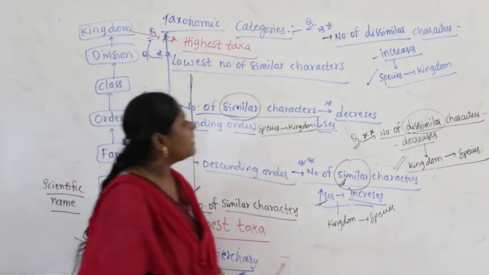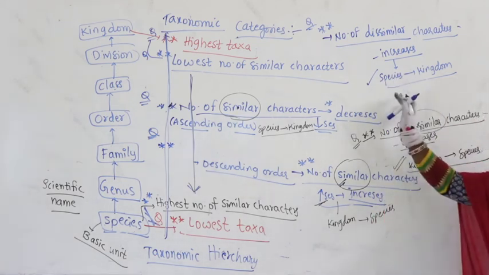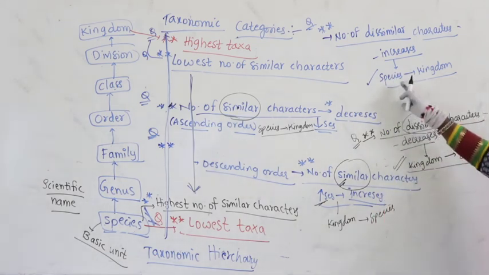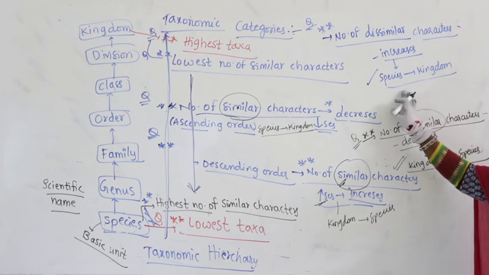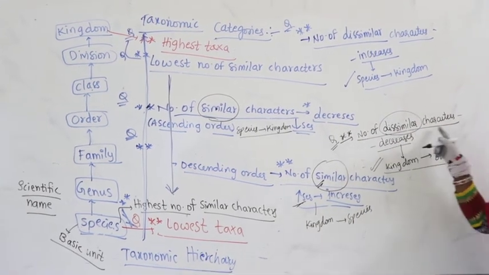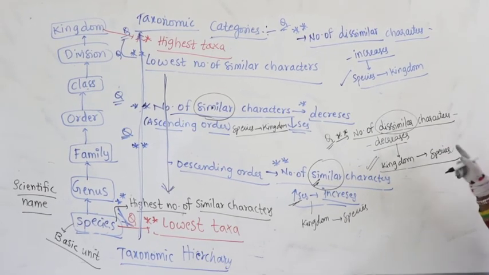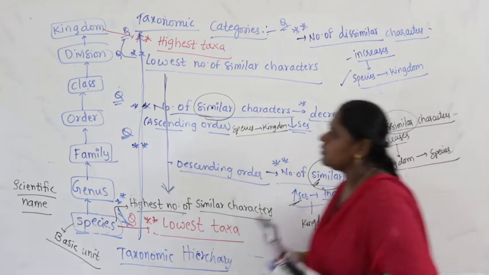species, right. Next one, number of dissimilar characters increases, the 8th or 9th question, then the answer will be species to kingdom, again we speak about ascending order. 9th or 10th question: number of similar and dissimilar characters decreases, meaning it is moving from kingdom to species. So, nearly 9 to 10 questions I gave you on this concept.